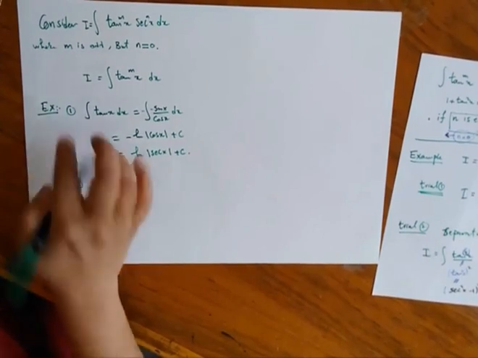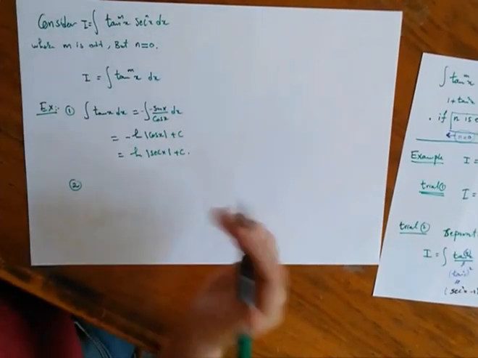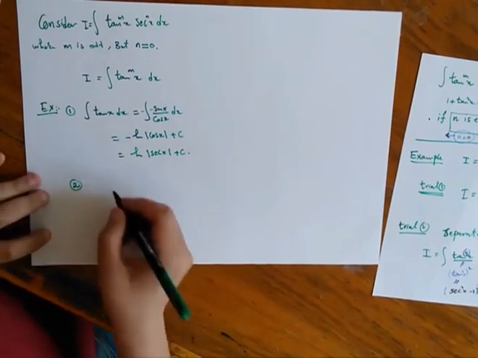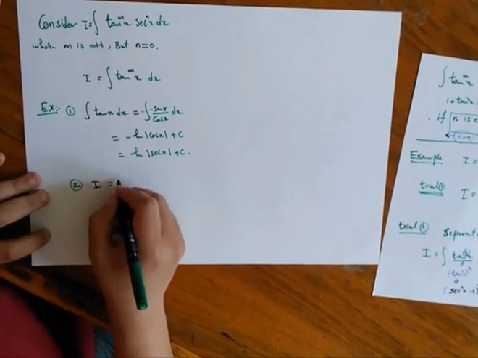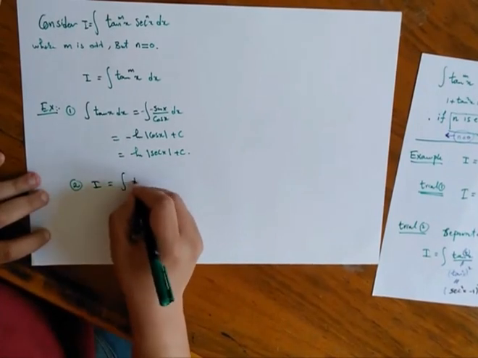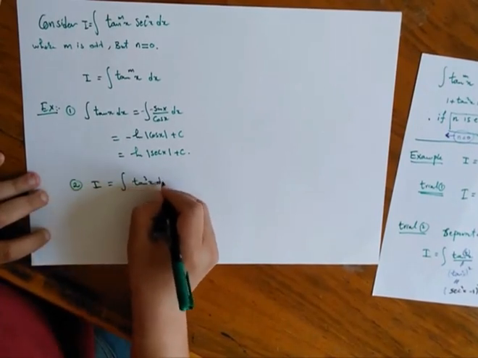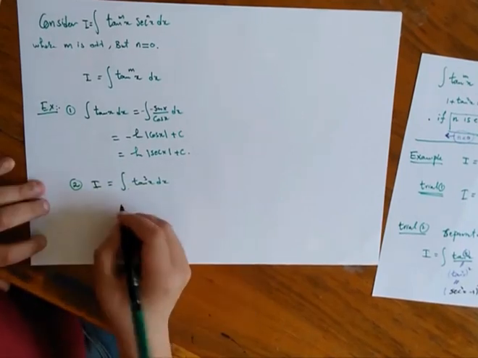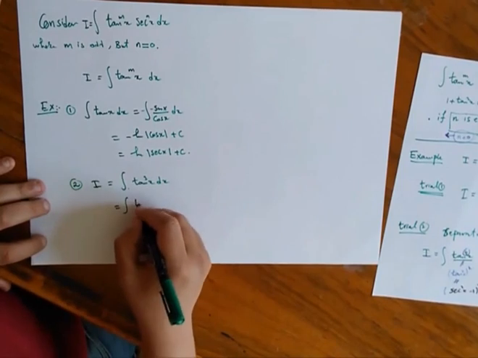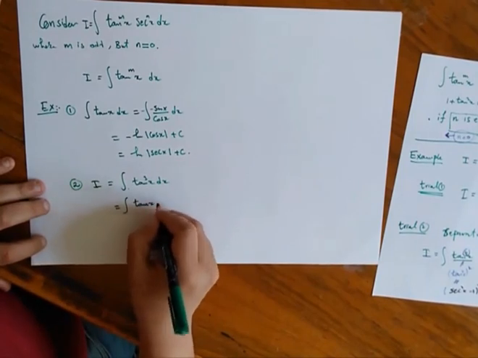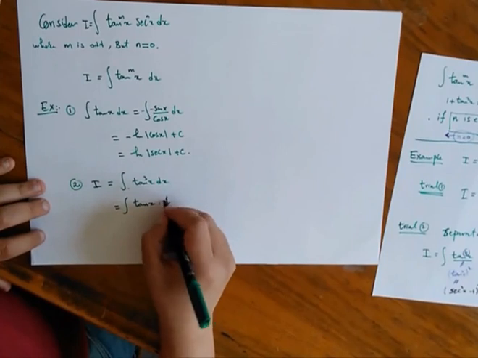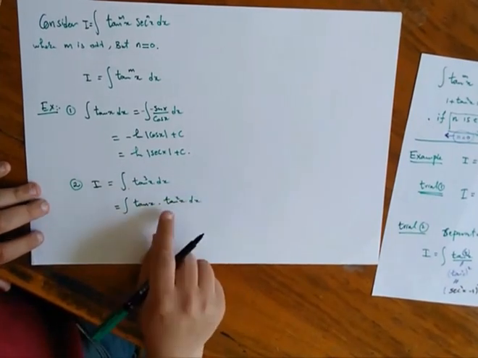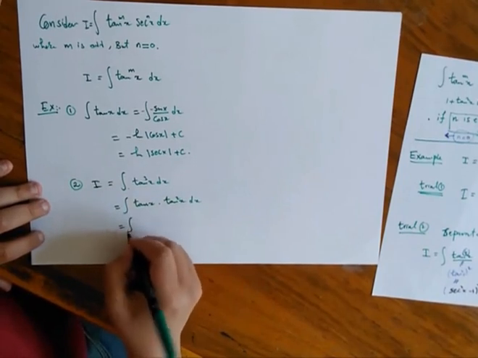Another example where n is 0, where we don't have the secant, is the integration of tan cube x dx, and this actually is not hard. You can look at this as tan x times tan square x dx, and then you will replace tan square by its value in terms of the secant.